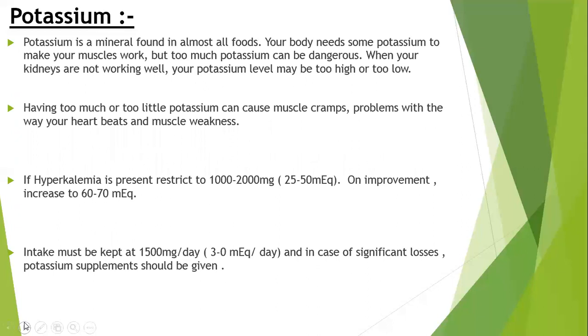Now talking about potassium. Potassium is a mineral found in almost all food. Your body needs some potassium to make your muscles work, but too much potassium can be dangerous. When your kidneys are not working well, your potassium level may be too high or too low. Having too much or too little potassium can cause muscle cramps, problems with the way your heart beats, and muscle weakness.